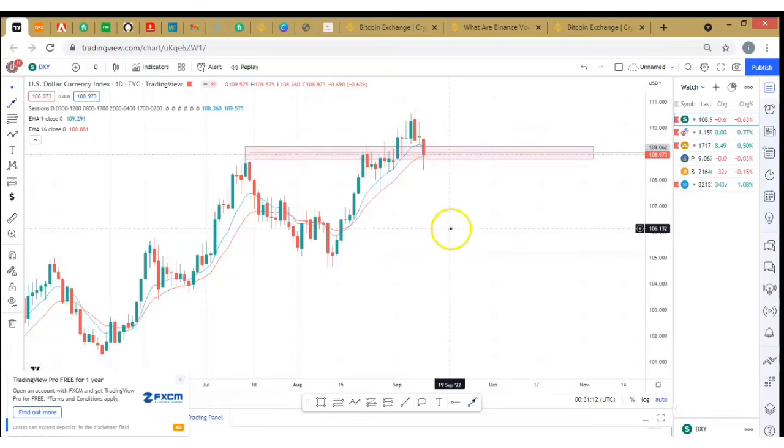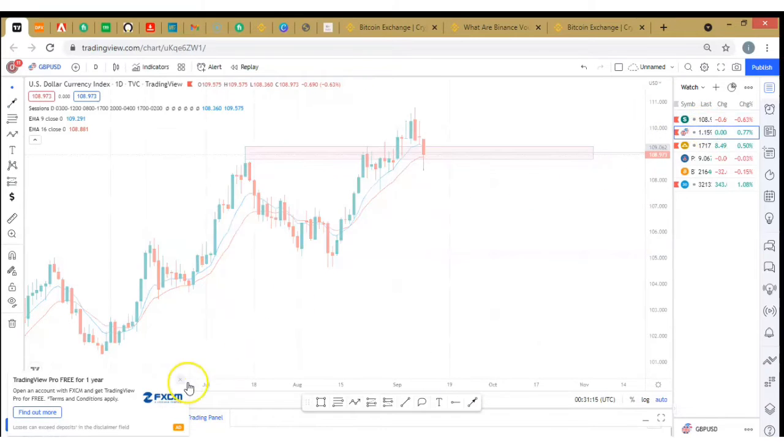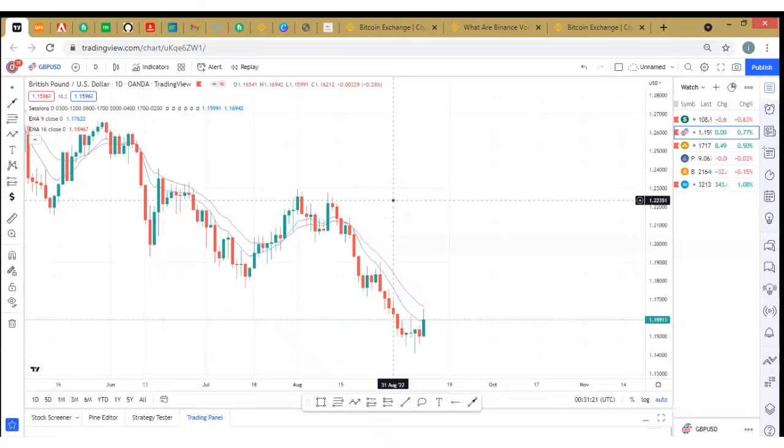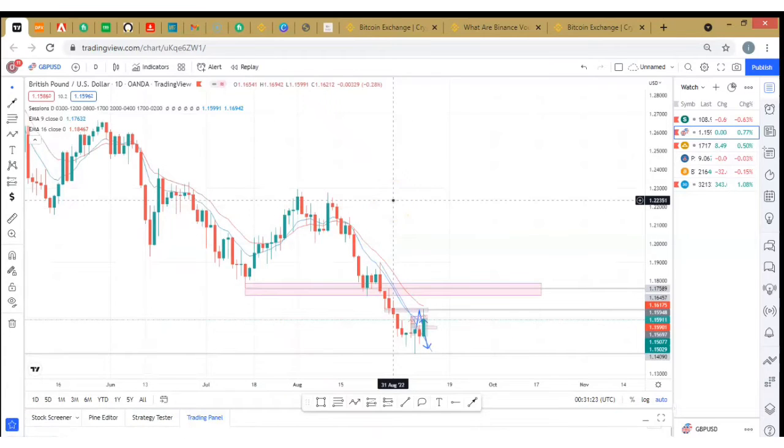So let's go to pound. As usual, when we're in the pound, the next thing we do is go to the weekly time frame and see what the week did.